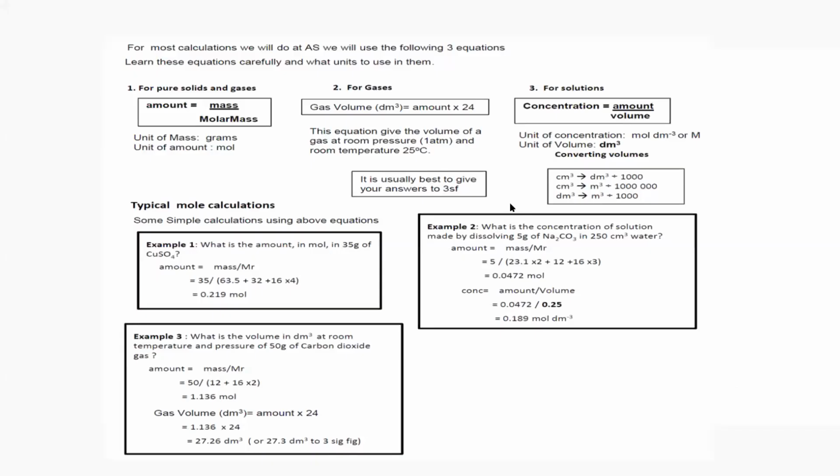Then there are some formulas which we use to calculate the moles, depending on the question. For most calculations for AS, we'll use the following three equations. Number one, for pure solids and gases, the formula is amount, or moles, equals mass in gram divided by molar mass. The second formula: volume of a gas in dm cube equals amount, meaning moles, multiplied by 24. This formula is only valid at 25 degree centigrade or 298 Kelvin and a pressure of 1 atm. And if we are calculating a solution, then concentration is equal to amount divided by volume, or moles divided by volume.